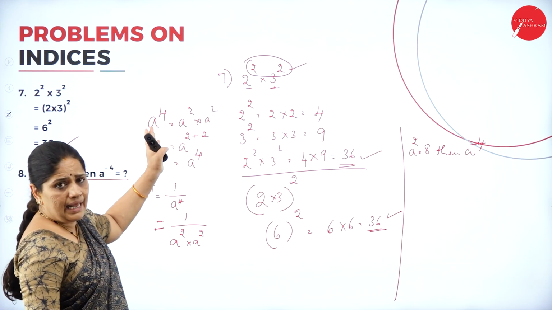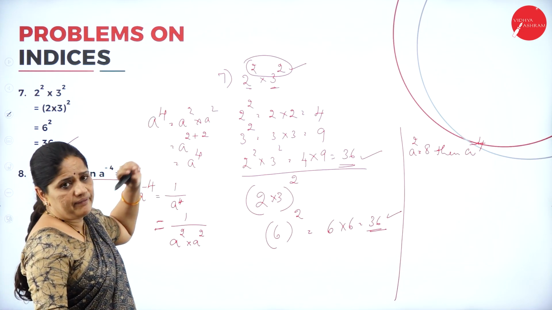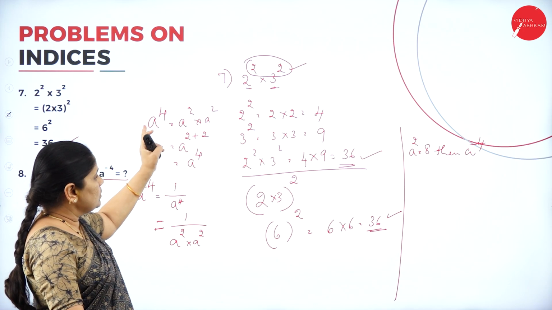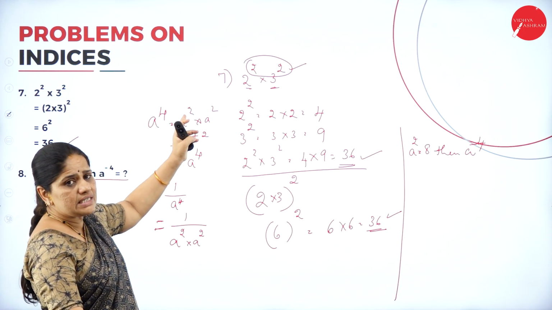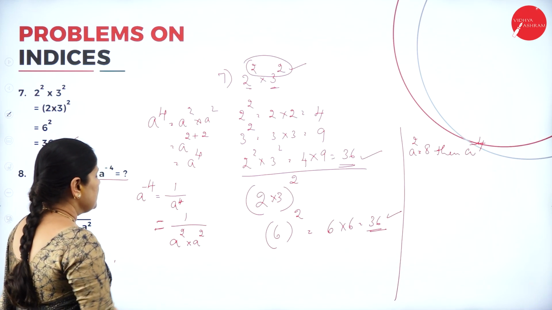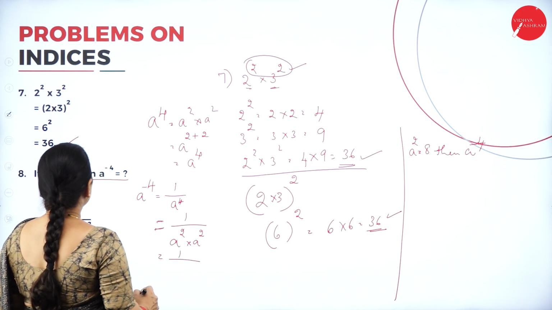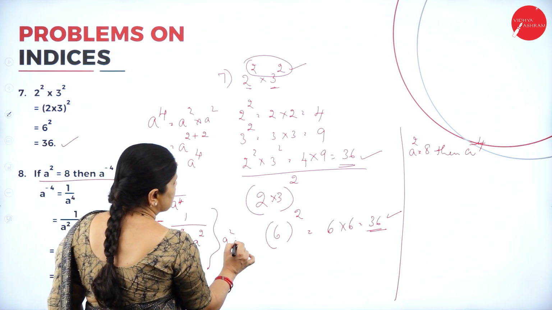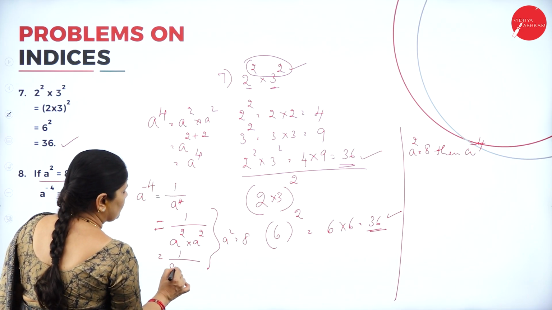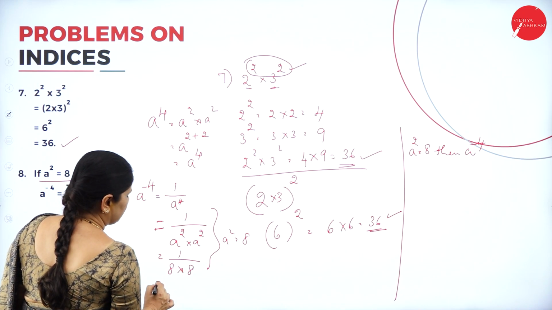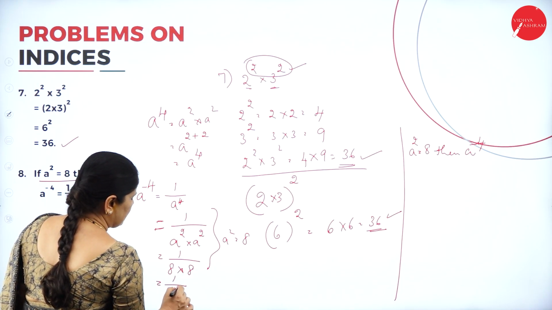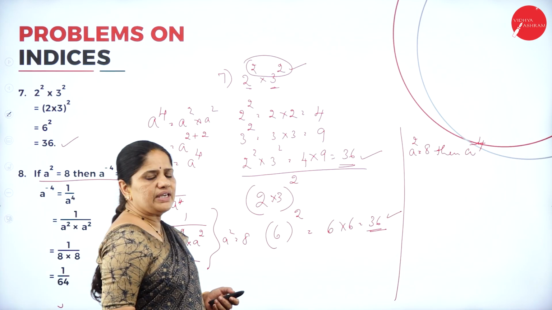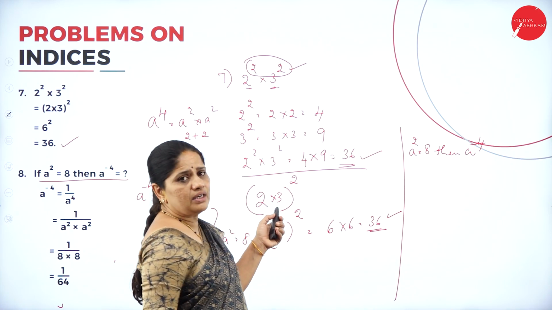So both are acceptable. When you are given a to the power 4 and they have given you the value of a square, the best way is to convert it to that given value and then simplify. So this will be equal to, they have given us the value of a square. What is the value of a square here? A square equals 8. So instead of writing a square, I'll write 8 into 8. 8 8s are 64. So 1 by 64 is the answer. In this way, we can simplify the problems given on indices.